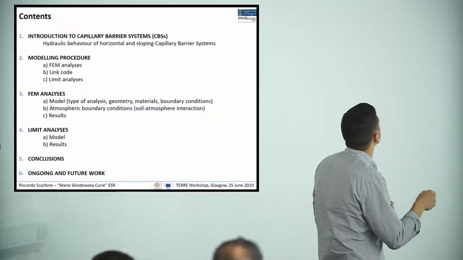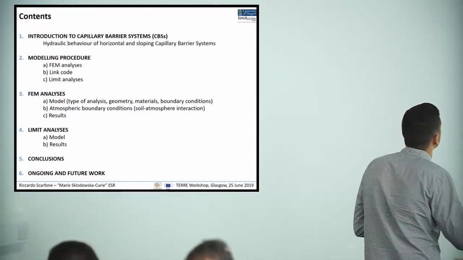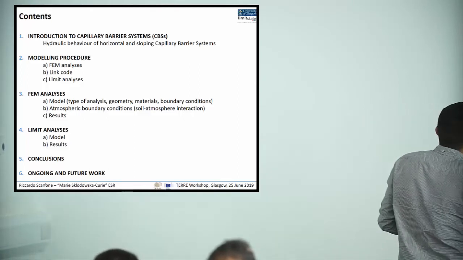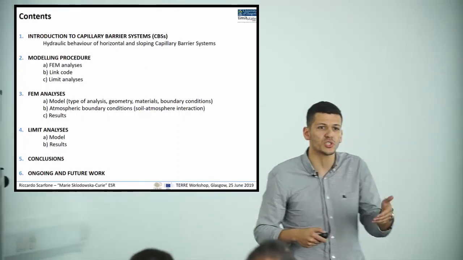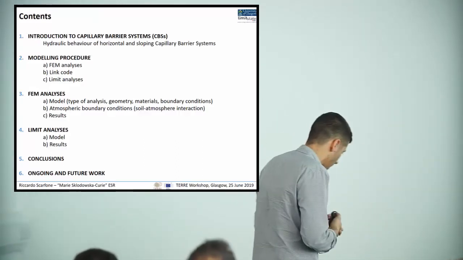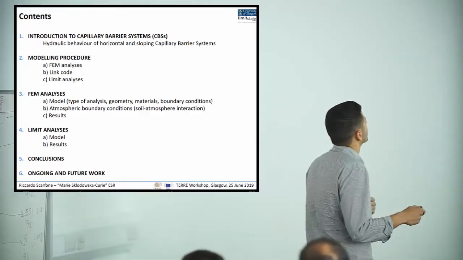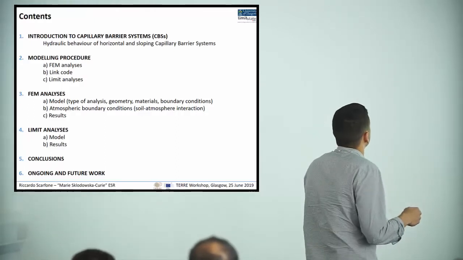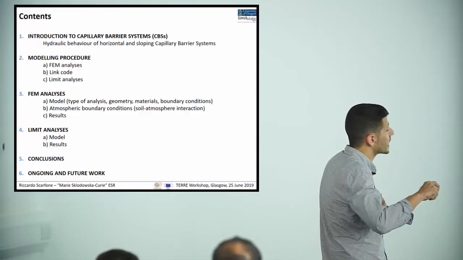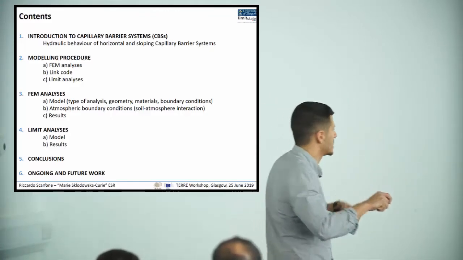So I will give a brief introduction about the capillary barrier system, how they work in horizontal condition and in a sloping condition. Then we will see a modeling procedure that I adopted to study this problem of the application of capillary barrier system to prevent rainfall-induced slope instability, starting from finite element analysis, using a link code that we wrote to go then to limit analysis.